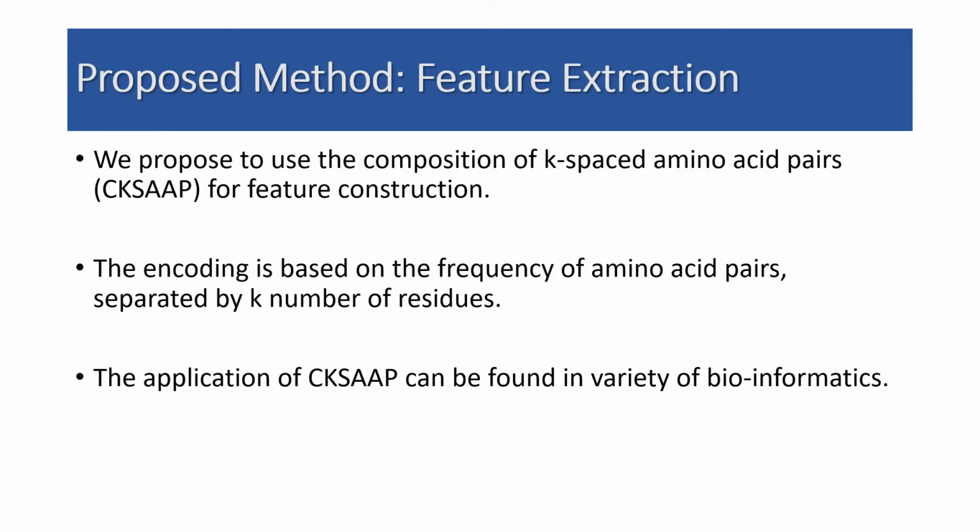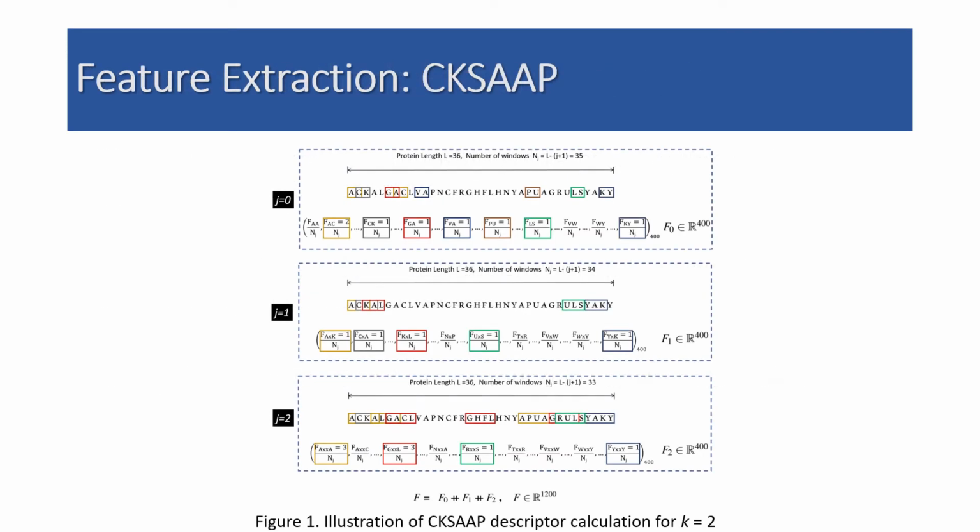There are two vital steps to successfully address the prediction problem. First is to develop a significant feature set, and then to select an appropriate machine learning algorithm. First, I will discuss the formation of the feature set. To address the prediction using machine learning approaches, one must select a feature extraction scheme and an appropriate classification method. For feature extraction, the composition of K-spaced amino acid pairs scheme is used.